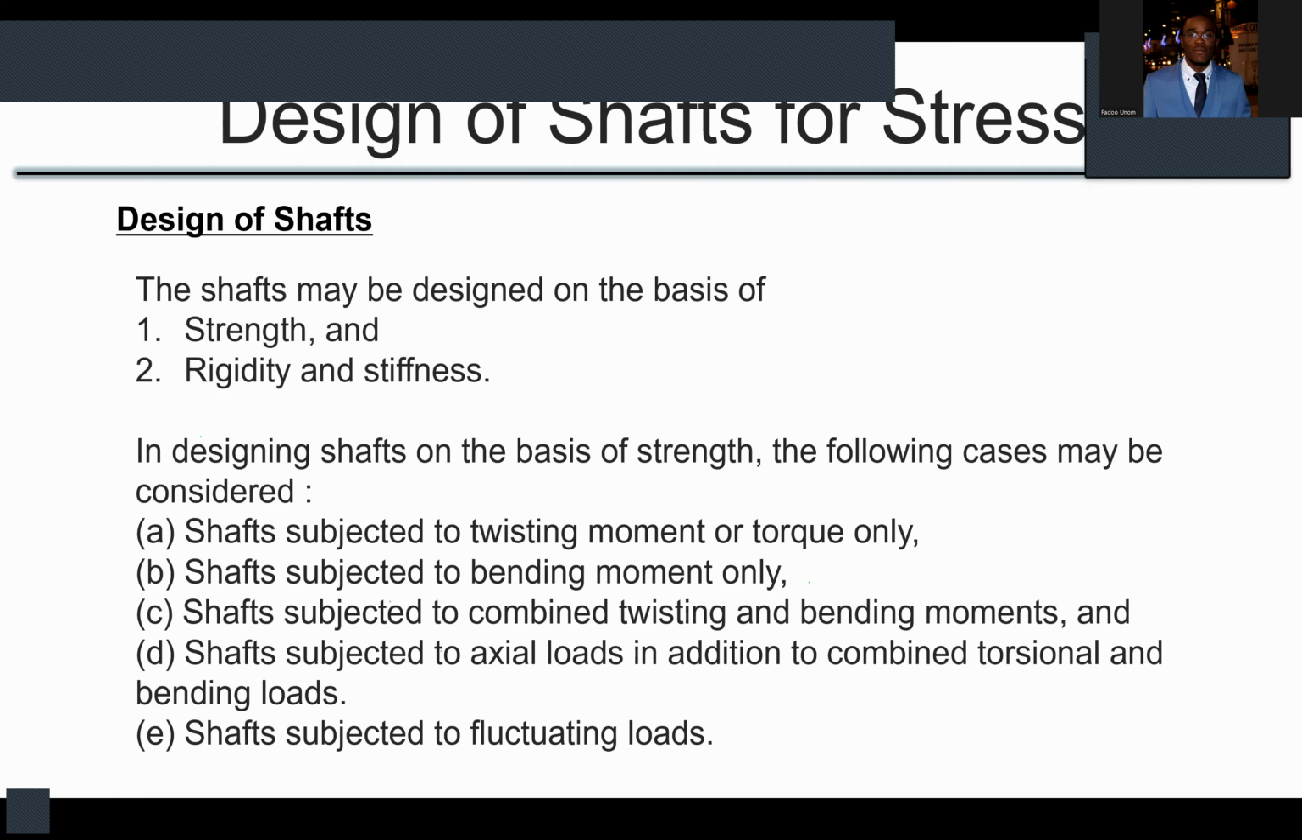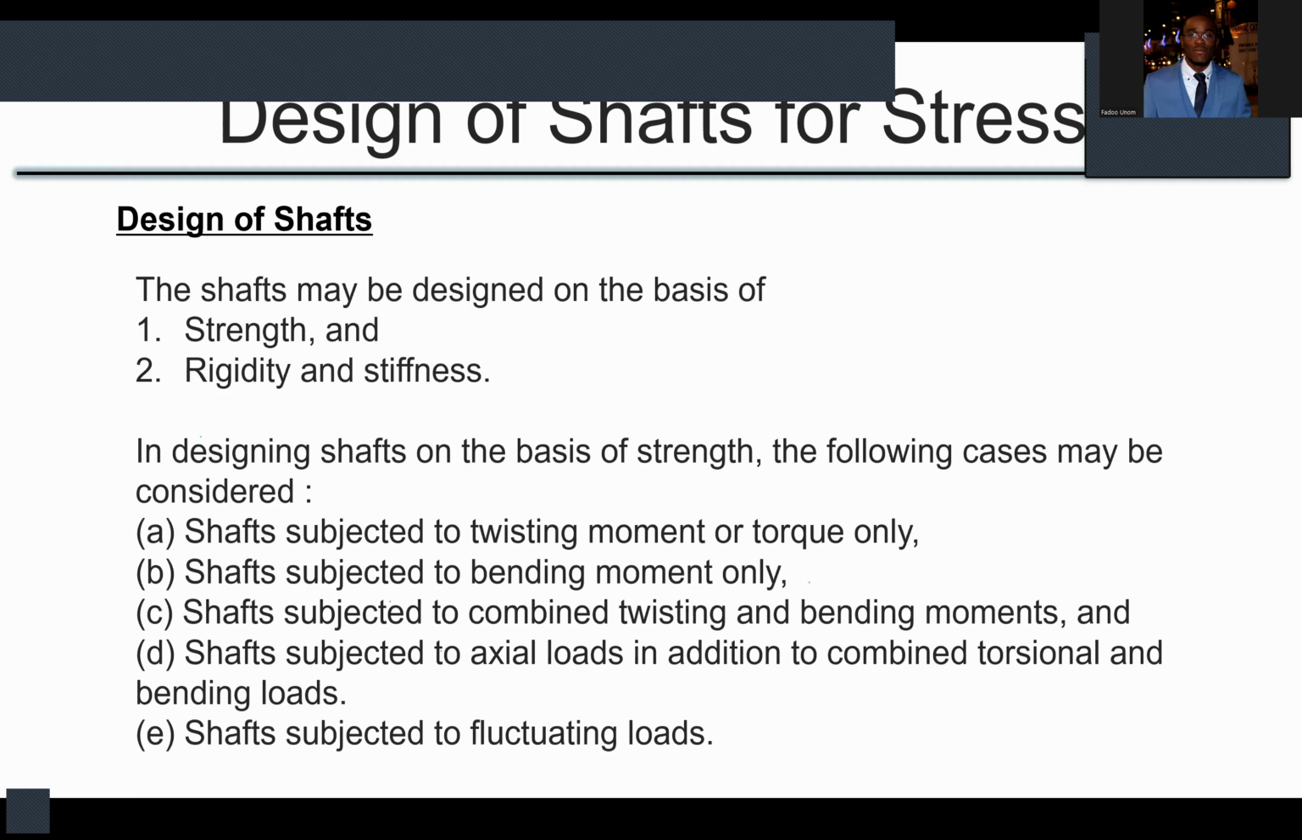So this is more real. Your shaft itself has a weight that is pulling it down. When you now add the rotating members on your shaft, the pulleys, the gears, all of that, they also have their own weights. So we now look at the scenario where we have combined twisting and combined bending moments. You will see that the complexity of your equations gets more and more.